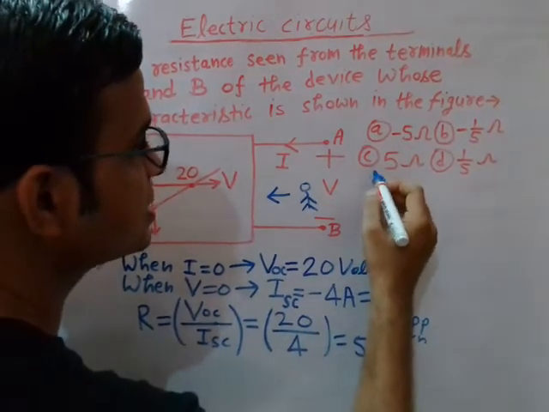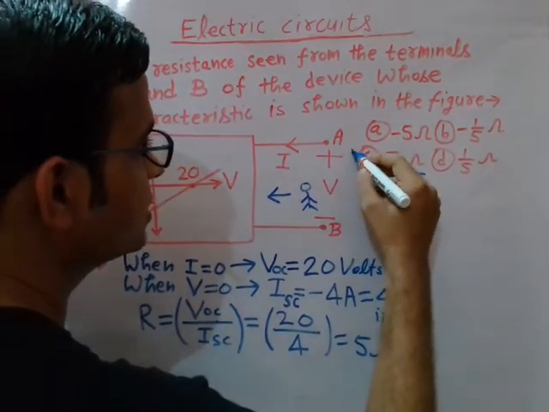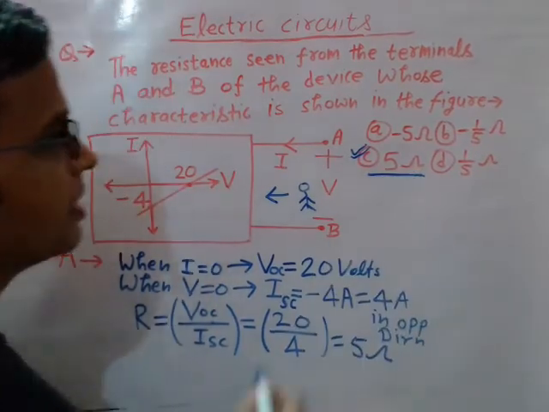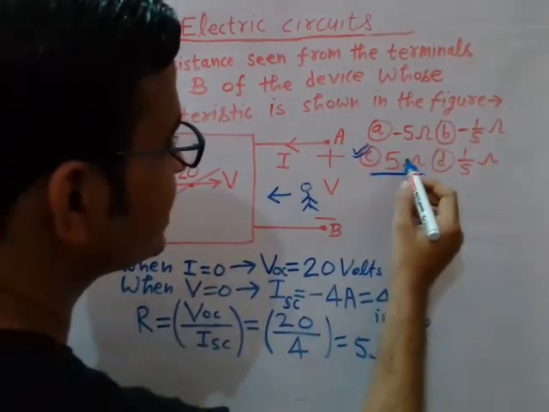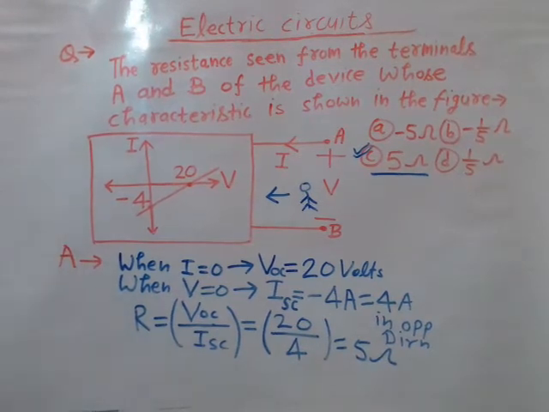Option C is correct, right? Resistance is 5 ohms. Option C is correct. So this is the simplest method to solve this question, right?